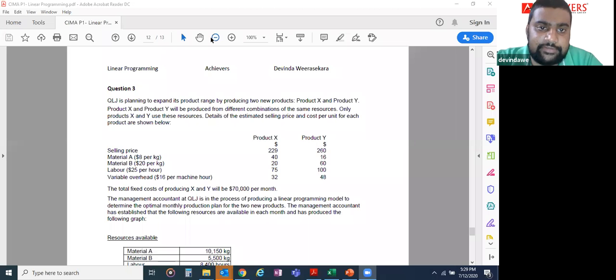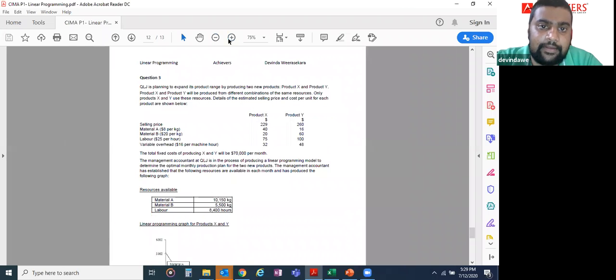This question, right? So let's go through it. QLJ is planning to expand its product range by producing two new products, product X and product Y. Product X and Y will be produced from different combinations of the same resources. Only product X and Y use these resources. Details of the estimated selling price and cost per unit for each product are shown below.